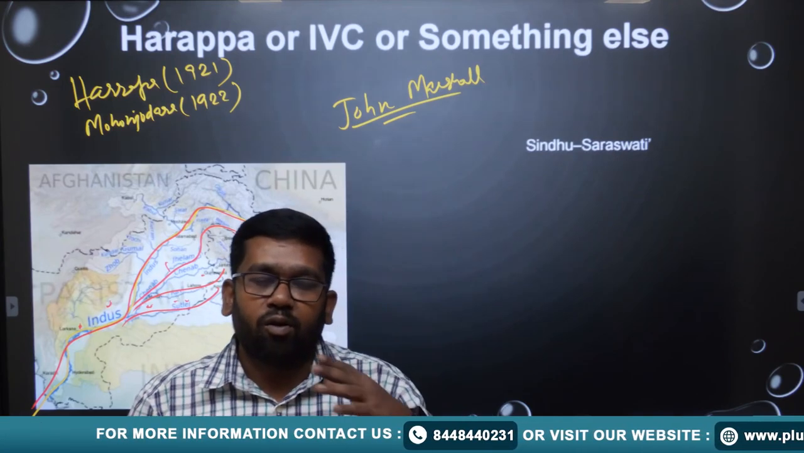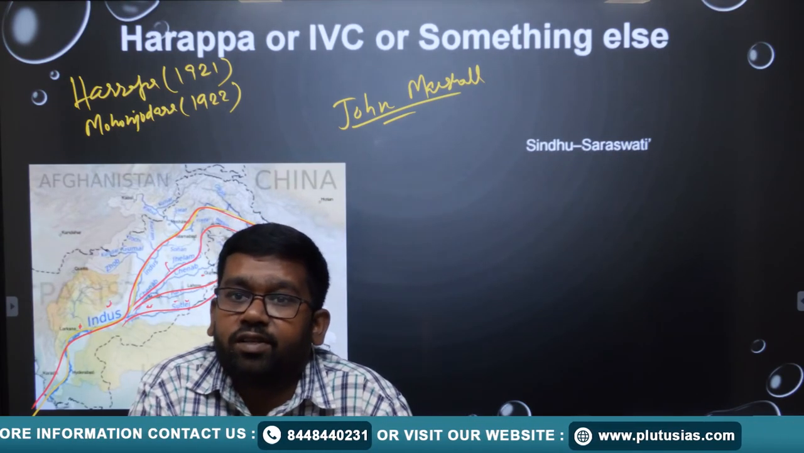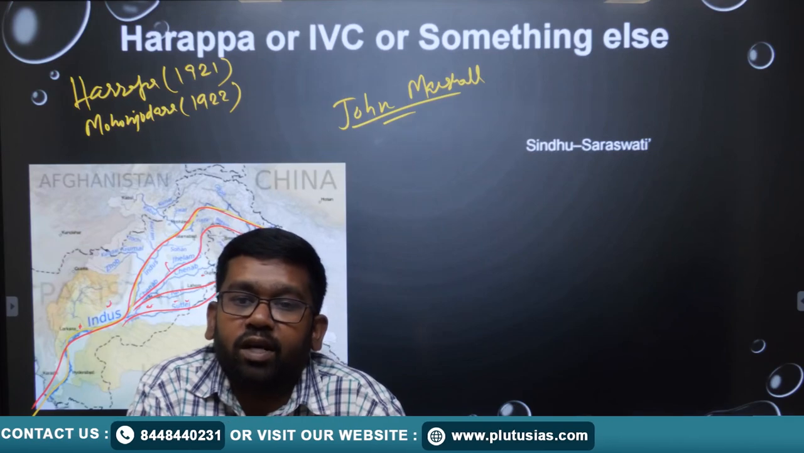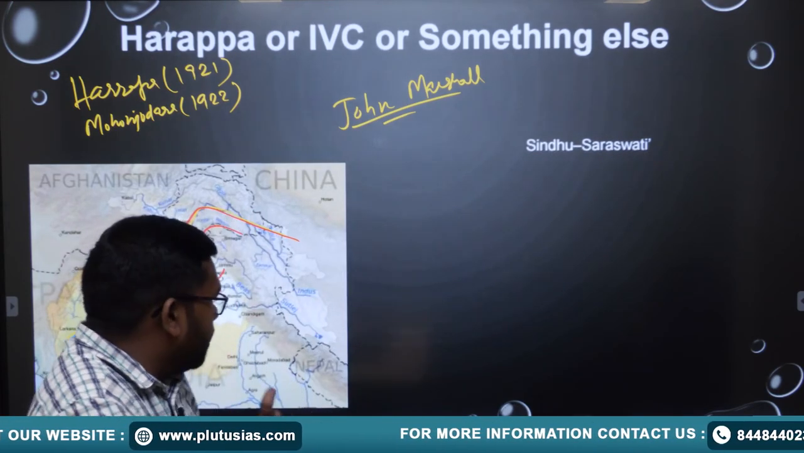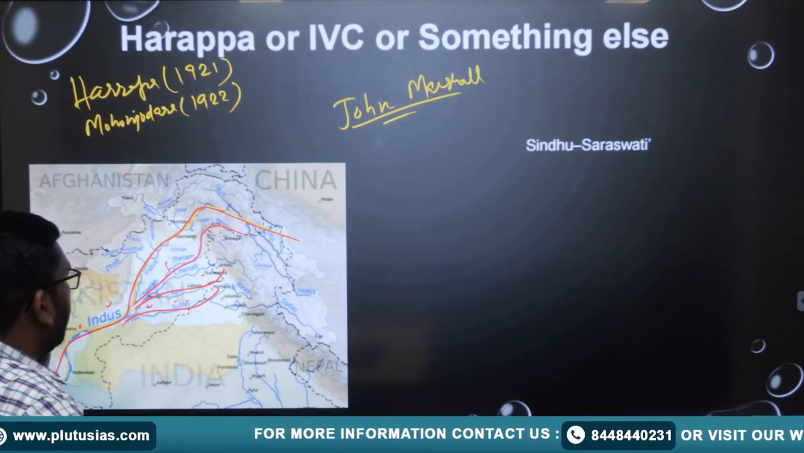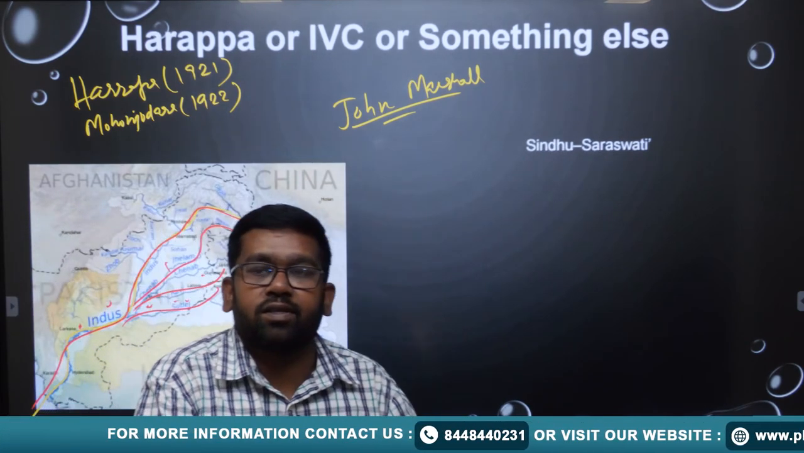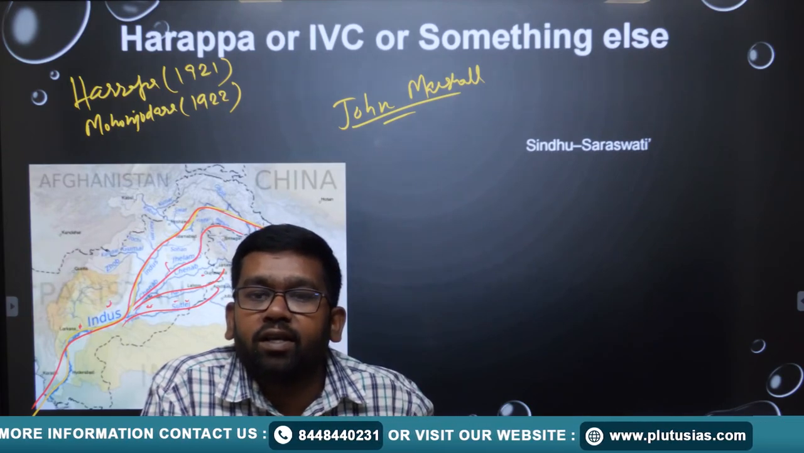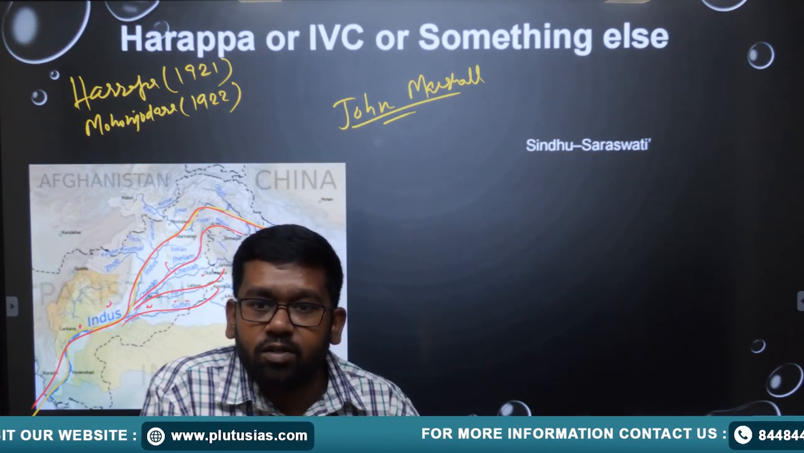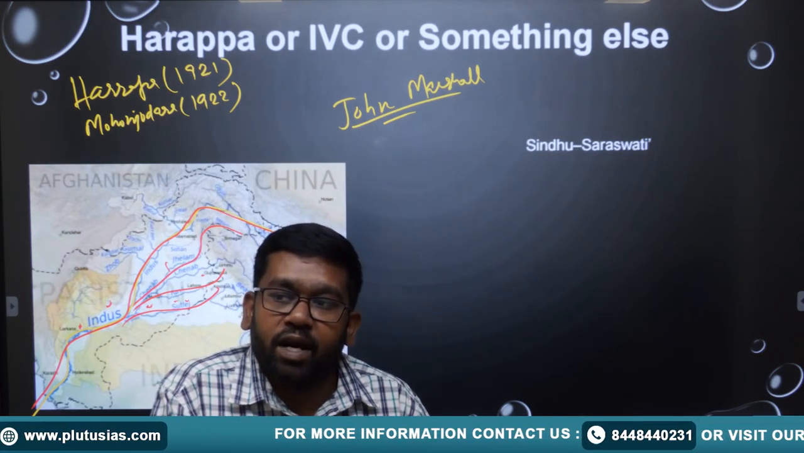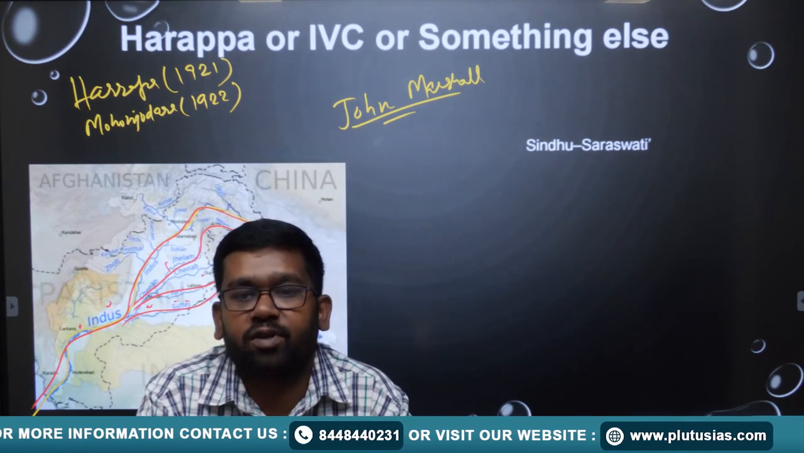So John Marshall decided to call the civilization the Indus Valley Civilization, because most of the sites are situated on the banks of the Indus and its tributary rivers, called Satluj, Ravi, Beas and Jhelum. But when India got independence, most of the sites were in the Pakistan region. So the debate happened: should we call it just Indus Valley Civilization, because there are some sites which are found outside of these Indus tributary rivers. That is why the debate started.